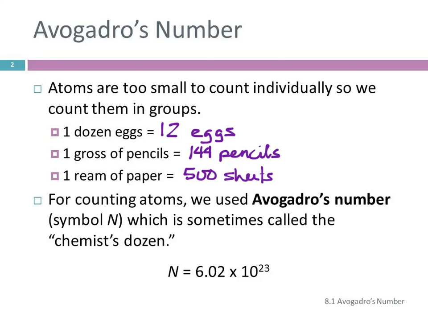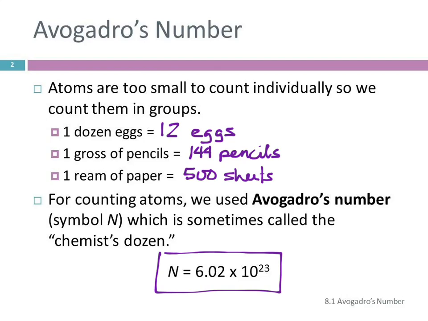So 500 is a large number, but it's still far too small to be useful in terms of counting atoms. And so we use something that we call Avogadro's number to count atoms. And Avogadro's number is right here. This is a very important number, 6.02 times 10 to the 23rd.